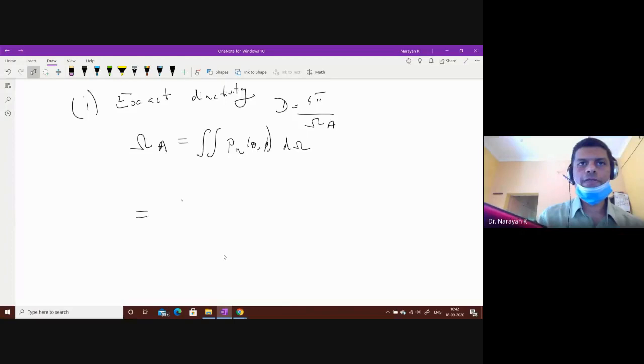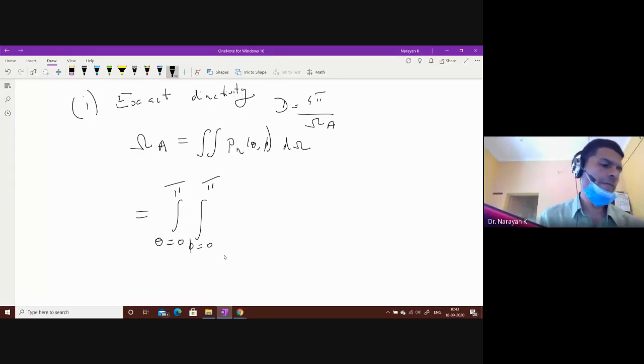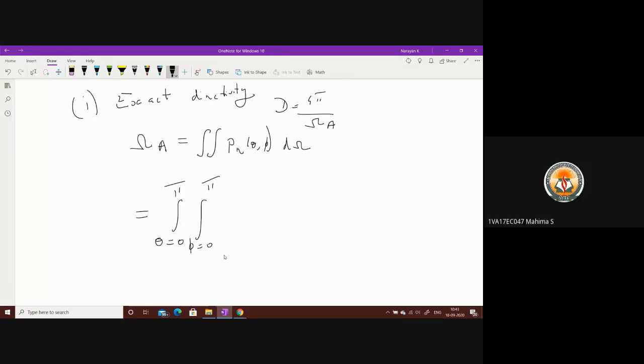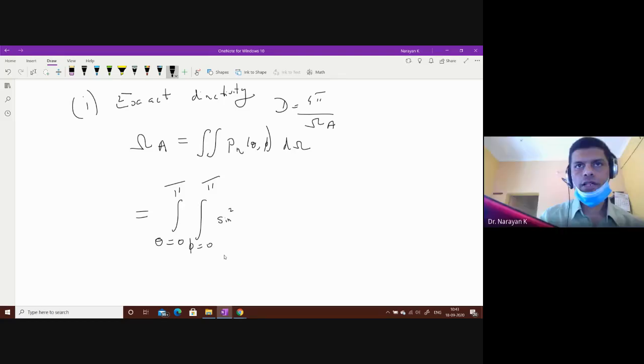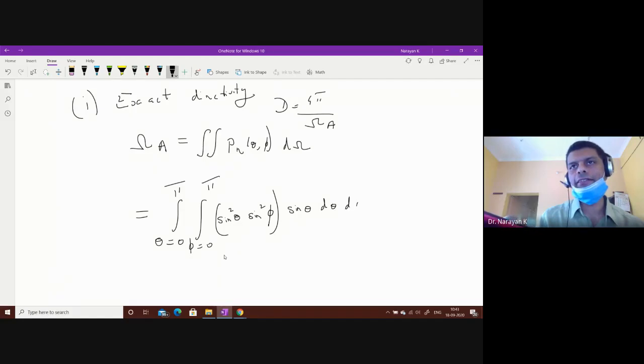Someone tell me the limits of theta. Theta varies from 0 to pi, and phi varies from 0 to pi. What is P_n? Sin squared theta sin squared phi. What is d omega? Sin theta d theta d phi. See, d omega is always sin theta d theta d phi. If it is dS, what happens? r squared sin theta d theta d phi.